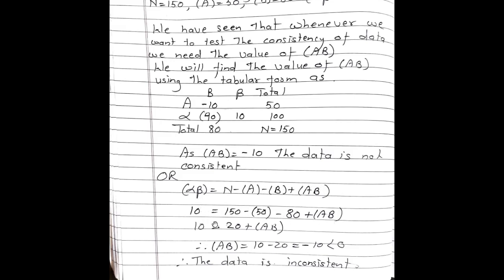So 10 is equal to 150 minus 50 minus 80. So 150 minus 50 becomes 100. 100 minus 80, the value becomes 20. So AB is equal to, if you take this 20 on this side, AB is equal to 10 minus 20. So AB is coming as minus 10, which is less than 0. So data is inconsistent.